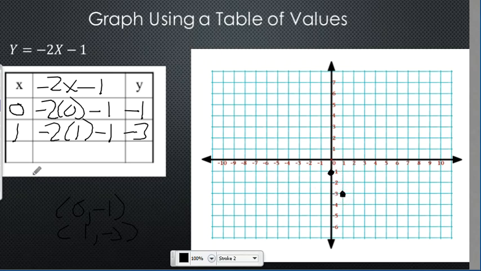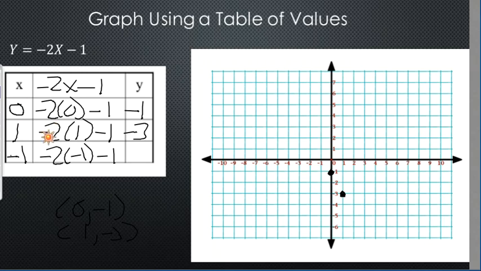And then let's go ahead and find one more point here. Let's let the x be a negative 1 in this case. And remember, I'm just picking anything that I want for the x and then solving for the y. So negative 2 times negative 1 is 2. 2 minus 1 is 1. So when the x is negative 1, the y is positive 1. You can see that all three of these points line up in a straight line. This is our line, y equals negative 2x minus 1.